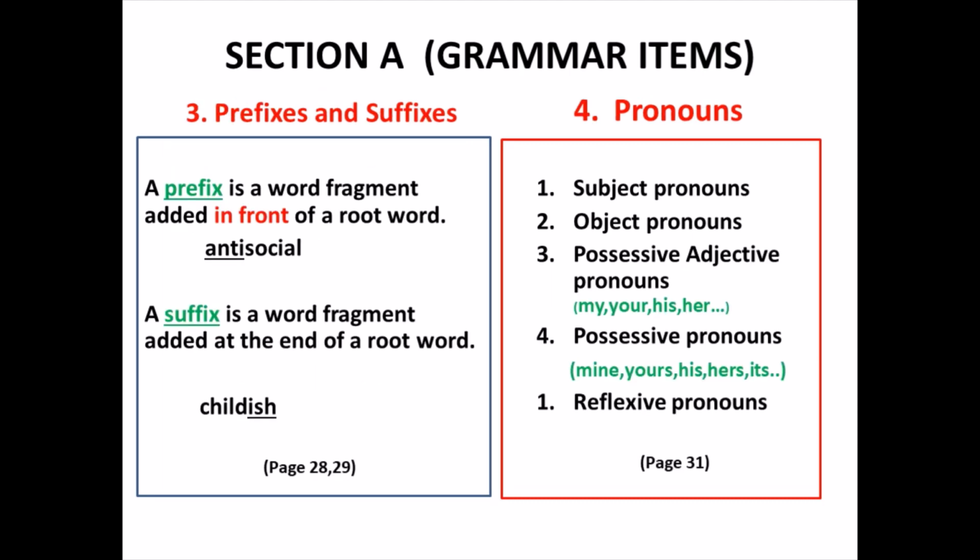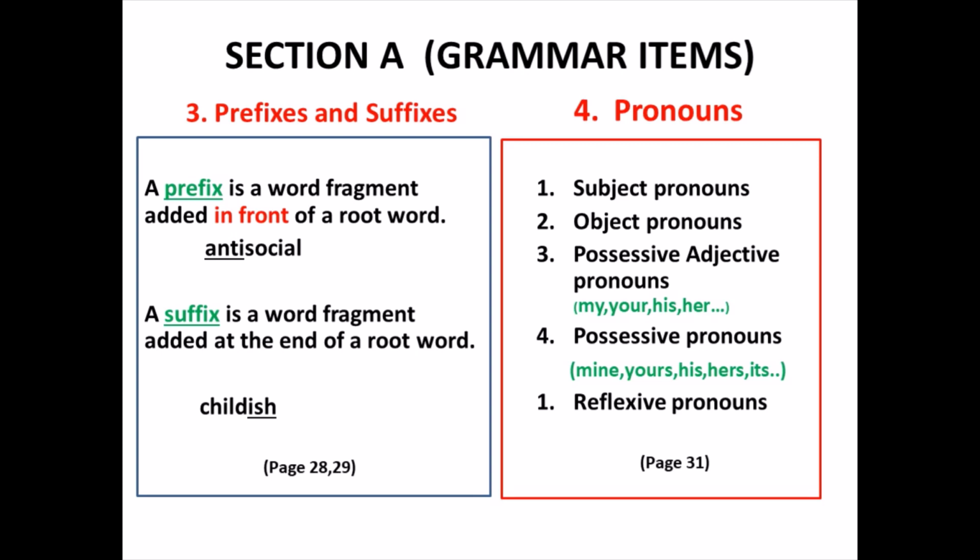Then we move on to prefixes and suffixes. So the third item is prefixes and suffixes. As you all know, a prefix is a word fragment added in front of a root word. For example, anti-social. So when you say anti-social, anti is the prefix and the meaning of anti is against. Like contra, anti also means against.